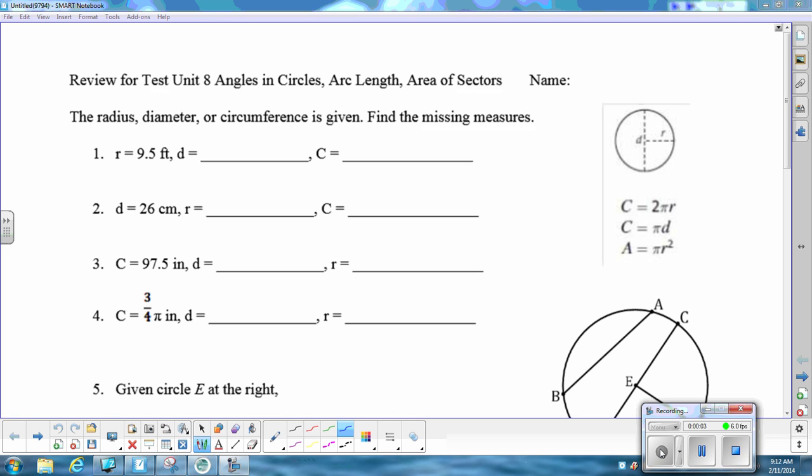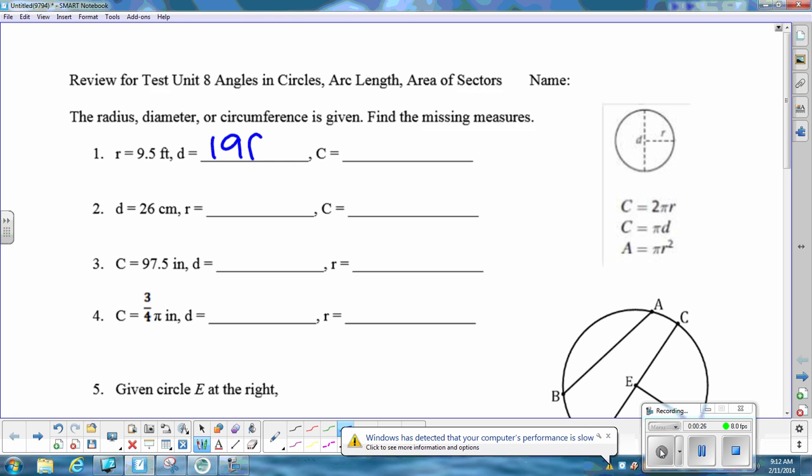We're looking at the review for test unit 8, angles and circles, arc length and area of sectors. So we look at the first problem. We have to find the radius, diameter, or circumference based on what's given. Number 1, we are given the radius, which is 9.5. Our diameter is 2 times our radius, so our diameter here is 19 feet.